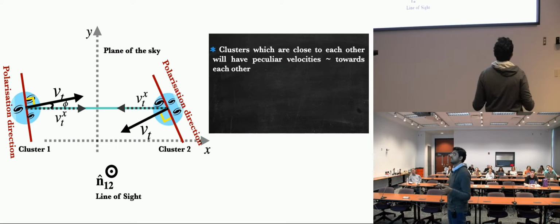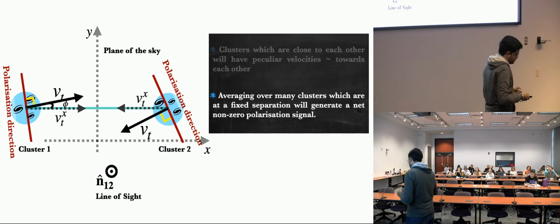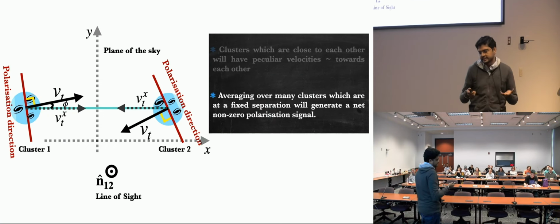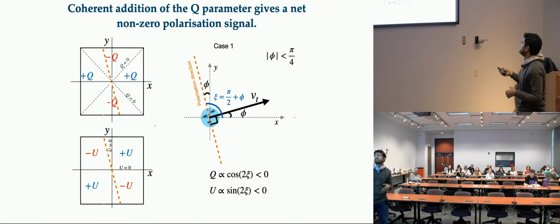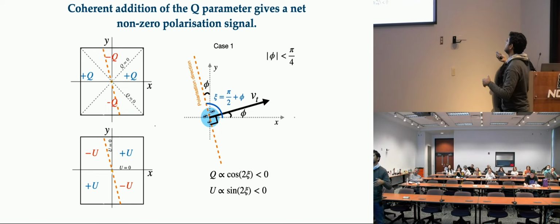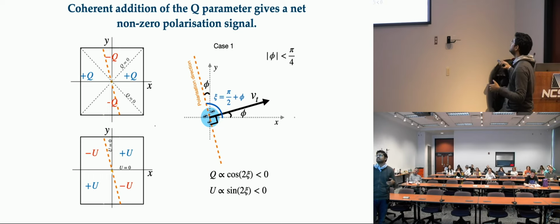So when you do that, what you can show is that you generate a net non-zero polarization signal. To understand why this is the case, let's look at this figure. Imagine that this cluster is getting attracted towards some other gravitational potential out here that is caused by galaxies or a galaxy cluster, whatever is present here. And there are other surrounding structures which perturb its velocity field slightly. In this choice of coordinate system, for example, this velocity is not exactly aligned to the x-axis, but due to this small perturbation, it is slightly above the x-axis.